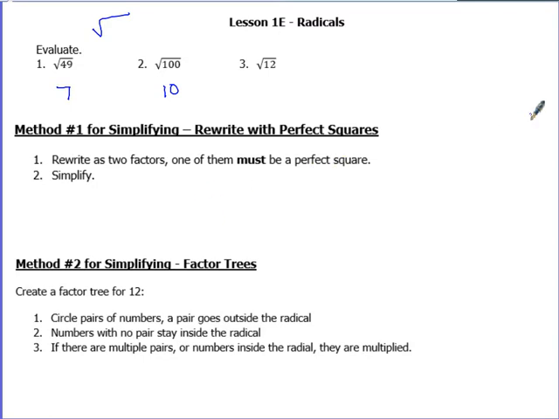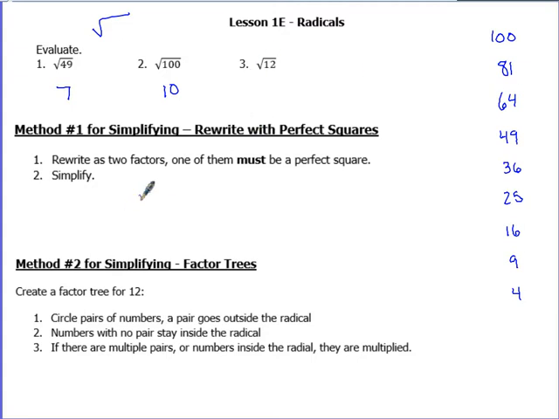So first, let's make a list of perfect squares, and I like to start at the top with the higher number. So 10 times 10 is 100, so 100 is a perfect square. 9 times 9 is 81. 8 times 8 is 64. And I want you to pause and continue making this list. Okay, so this is 8 times 8, so the next one would be 7 times 7. Okay, so this is my list of perfect squares.